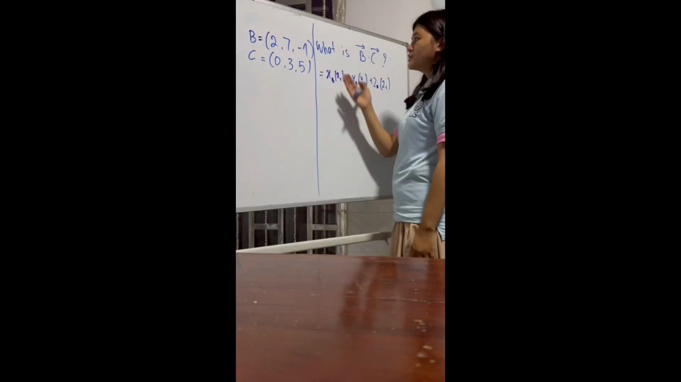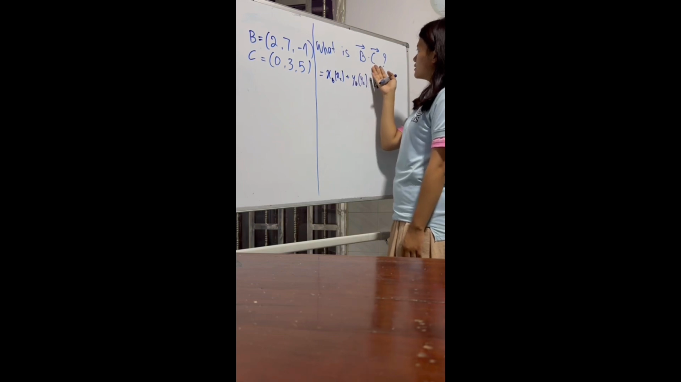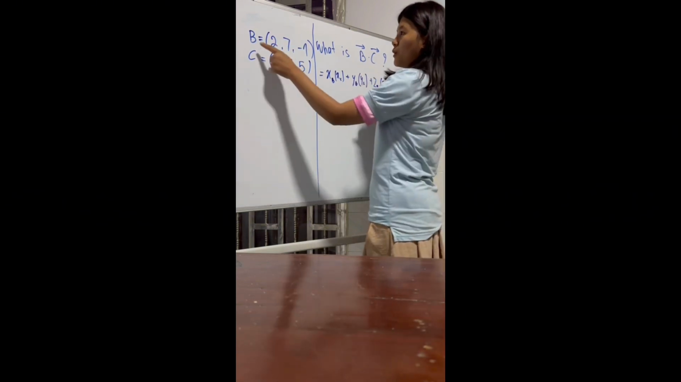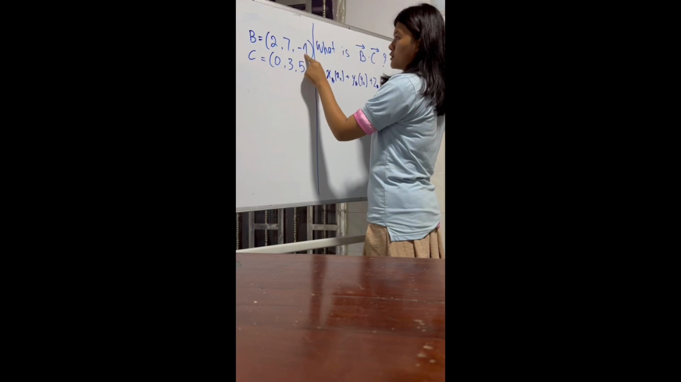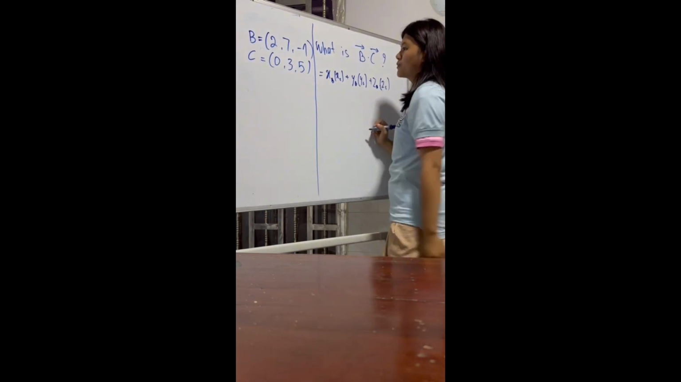Hello everyone, my name is Maya and my teammate is Annie Woodhouse. Today I will solve what is vector B scalar vector C. My question is, what is vector B scalar vector C? B equals 2, 7, negative 1, and C equals 0, 3, 5.